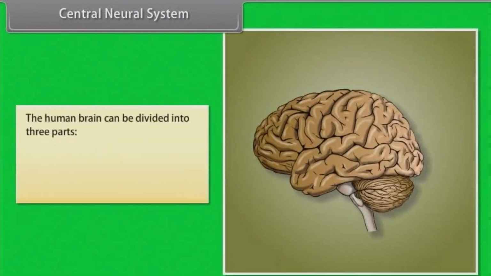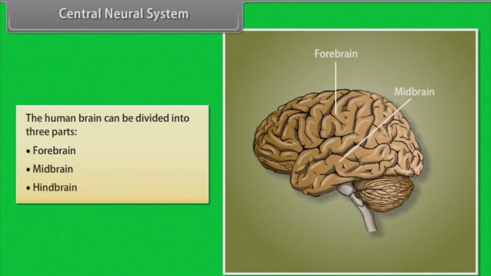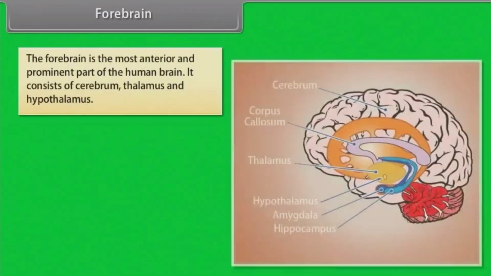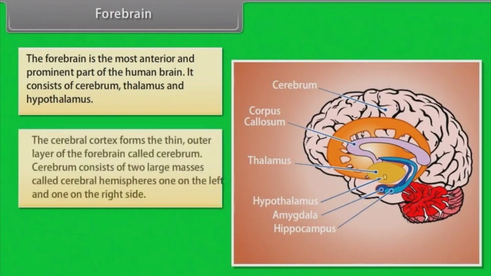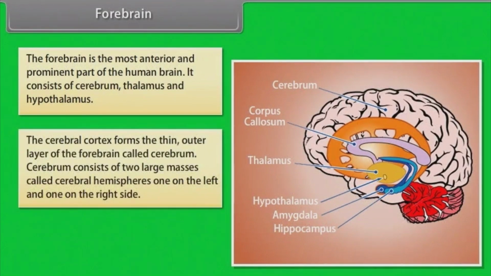The human brain can be divided into three parts: forebrain, midbrain, and hindbrain. Forebrain. The forebrain is the most anterior and prominent part of the human brain. It consists of cerebrum, thalamus, and hypothalamus. The cerebral cortex forms the thin outer layer of the forebrain called cerebrum.